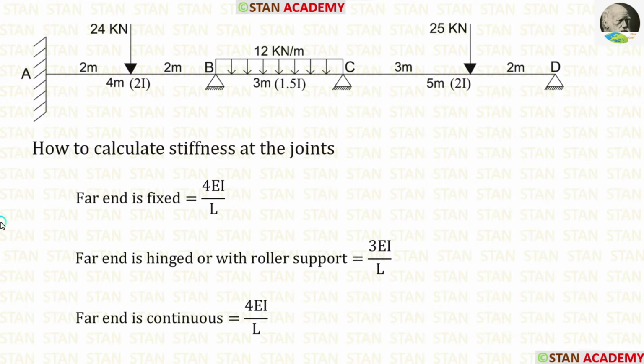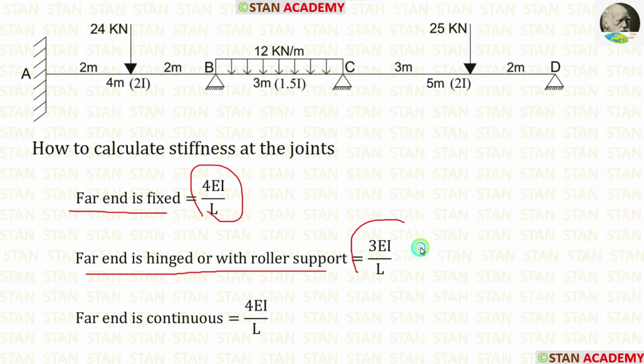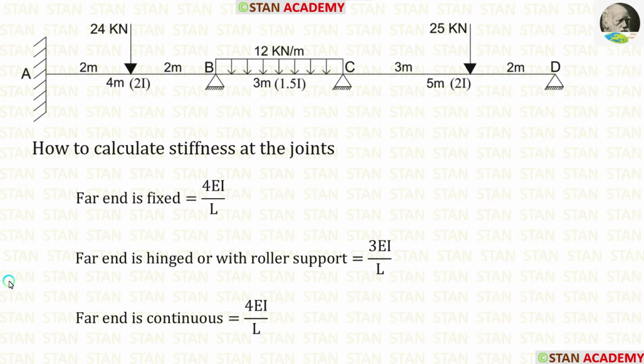For calculating the distribution factor, we need to find the stiffness. Let us see the formulas to calculate the stiffness at the joints. If the far end is fixed, the formula is 4EI upon L. If the far end is hinged or with roller support, the formula is 3EI upon L. If the far end is continuous, the formula is 4EI upon L. Now let us apply these formulas in this beam and find out the stiffness values.